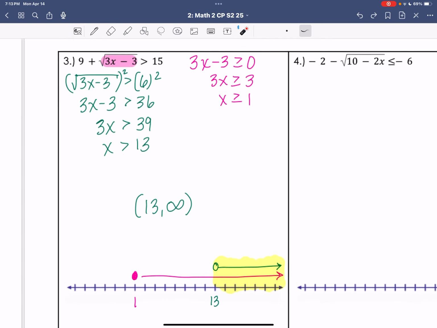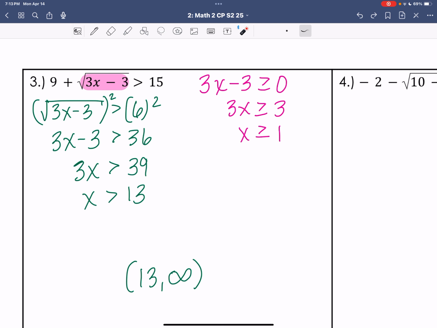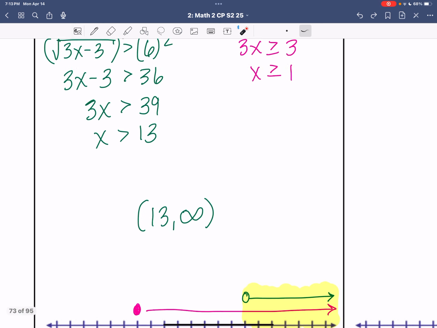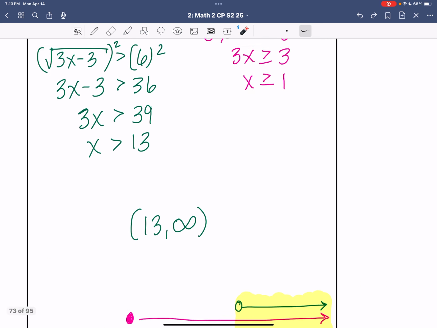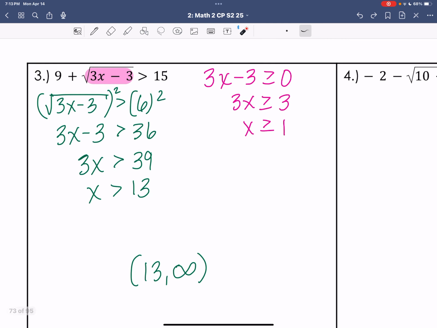All right, let's do a couple more. So let's do the first part. First we're going to do what's under the radical, and set it greater than or equal to 0. So go ahead, 3x minus 3, divide both sides by 3. x is greater than or equal to 1. So if x is greater than or equal to 1, it's going to be closed, and it's going that way. Now we're going to do the whole thing. You're going to move the 9 over, and you're going to get 6. Then you take the square root of 3x minus 3 and 6, and now square it.